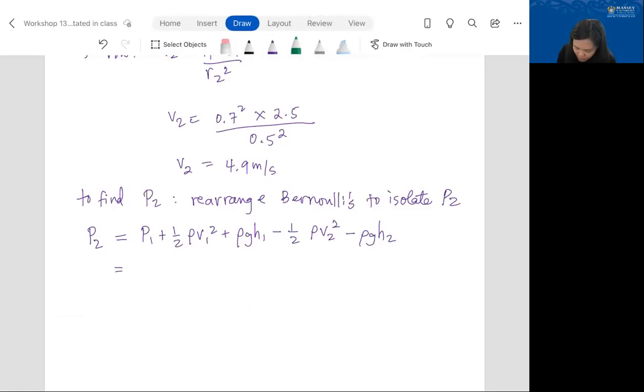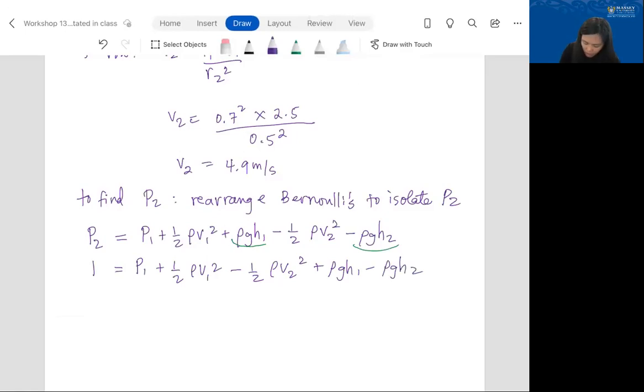But if you notice here, rho GH1 and rho GH2 have a common factor. They're both multiplied by rho G. So if we factor rho G out, we can write Bernoulli's equation as P1 plus 1/2 rho V1 squared. Let me just rearrange the order of these pluses and minuses so that it's easier to see the next step.